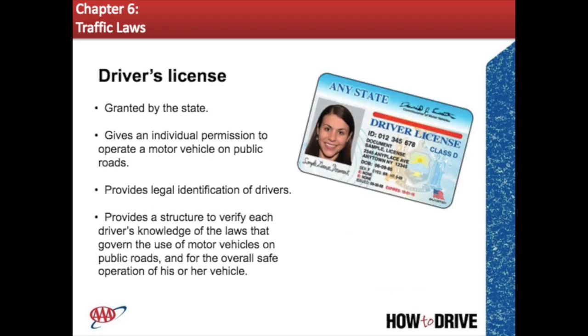Then we have driver's licenses. A driver's license gives an individual permission to operate a motor vehicle on public highways. Licensing provides legal identification of drivers. Licensing also provides a structure to verify each driver's knowledge of the laws that govern the use of motor vehicles on public roadways and for the overall safe operation of his or her vehicle. Also, the driver's license is granted by the state, not the city, not the federal government. It's issued by the state.